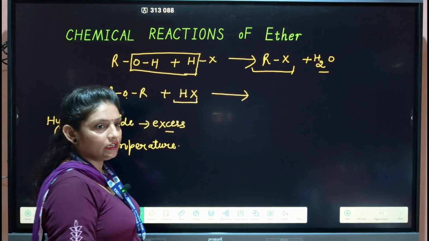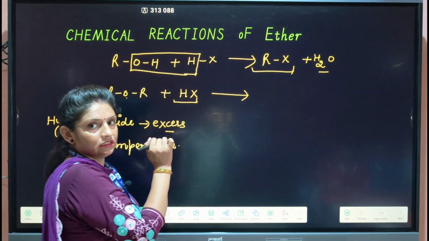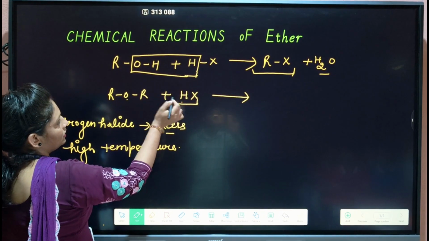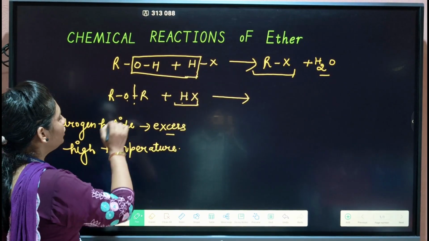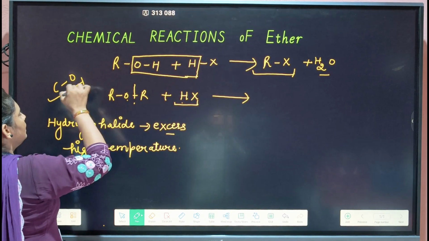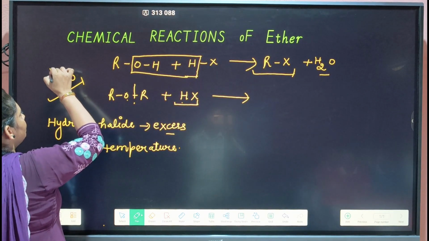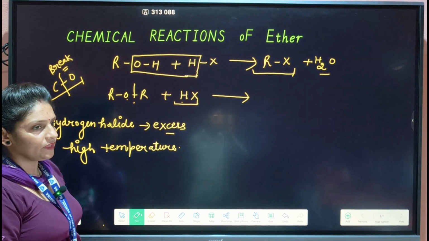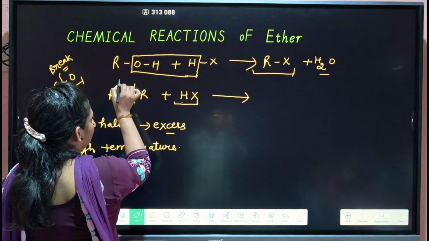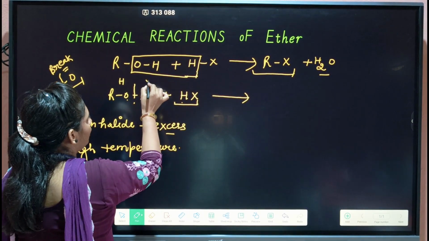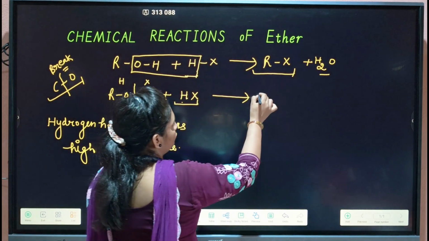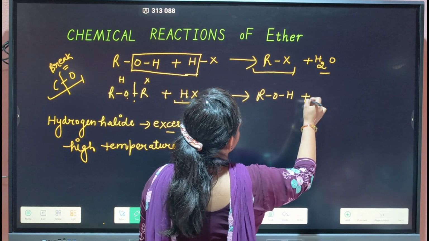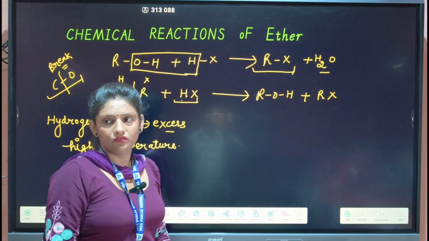So what will happen here? Here simply we can write this bond. The bond between carbon and oxygen gets cleaved. This bond breaks, the bond between carbon and oxygen, and we will give hydrogen to this and halogen to this. So what will form here? Here alcohol plus alkyl halide will form.